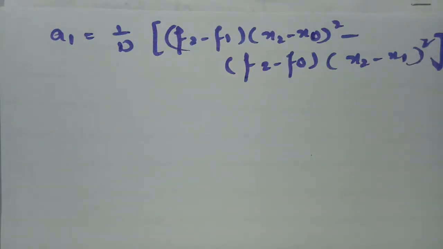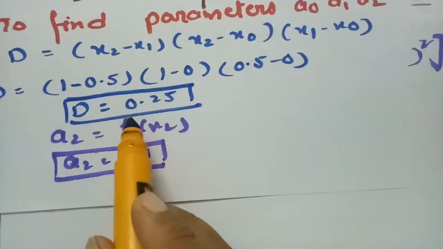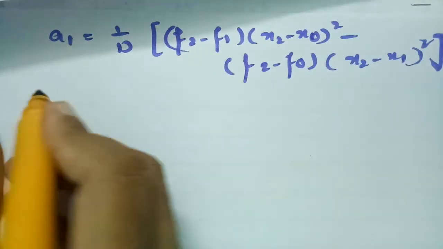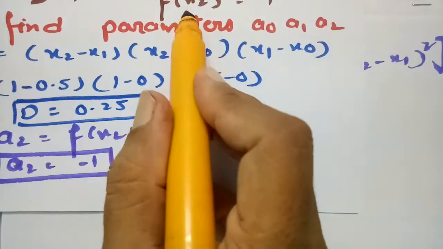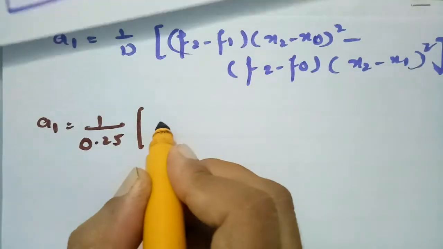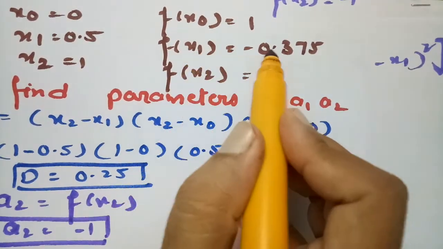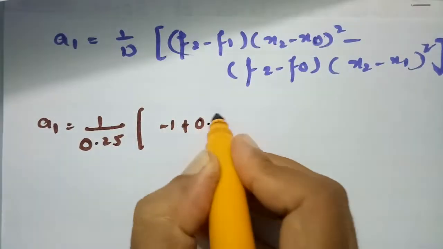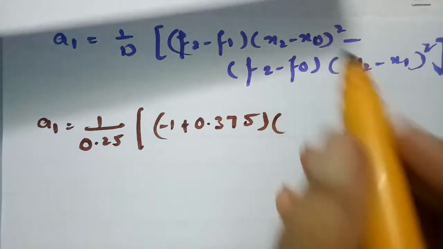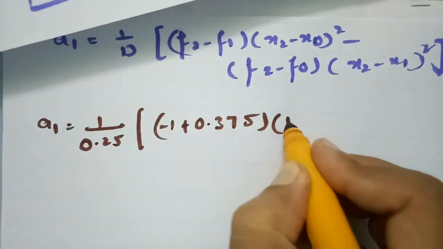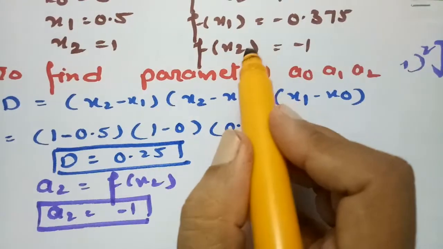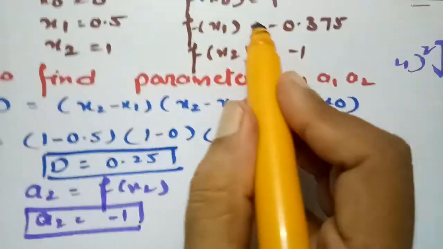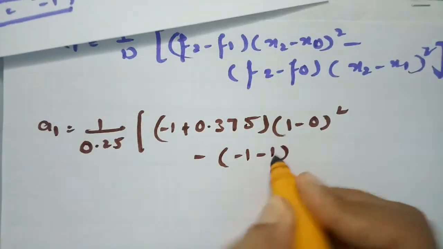If I substitute all the values, the D value is 0.25, so A1 is equal to 1 by 0.25 times of: F2 is minus 1, F1 is minus of minus 0.375, into x2 minus x0, that is (1 minus 0) whole square, minus (F2 minus F0), where F2 is minus 1 and F0 value is minus 1, into x2 minus x1.